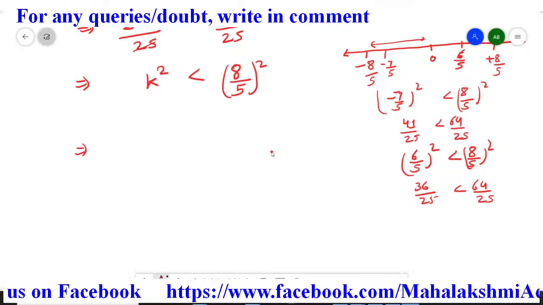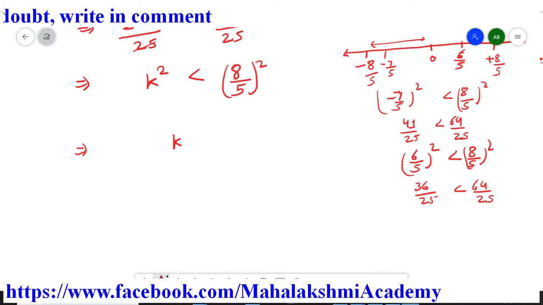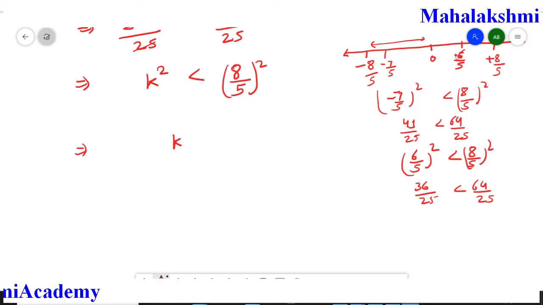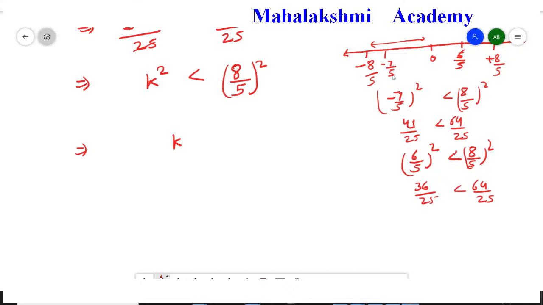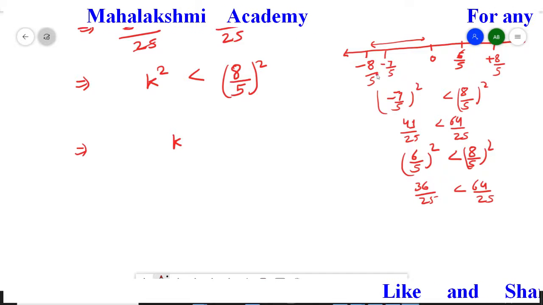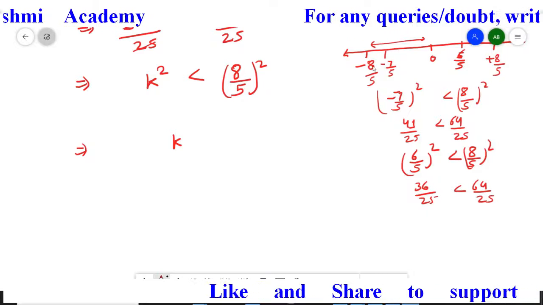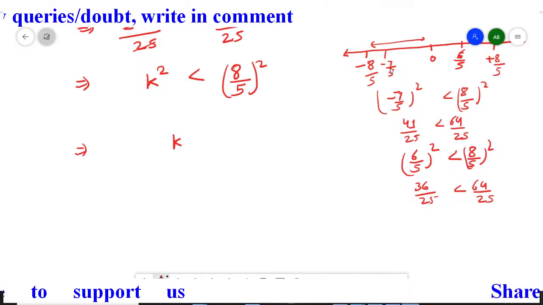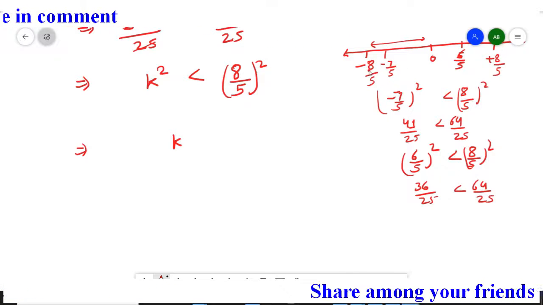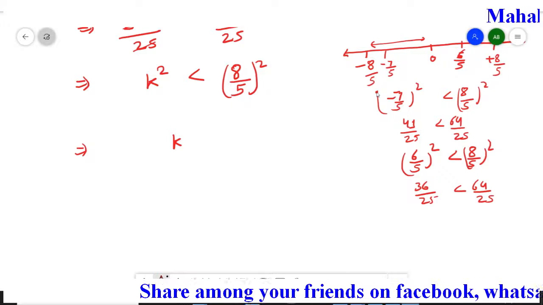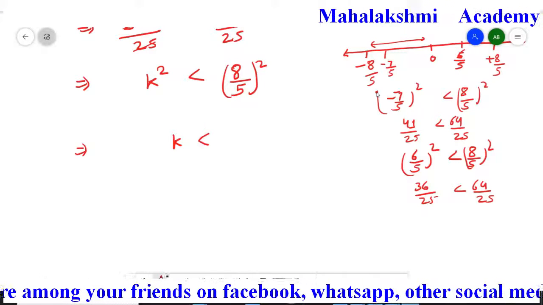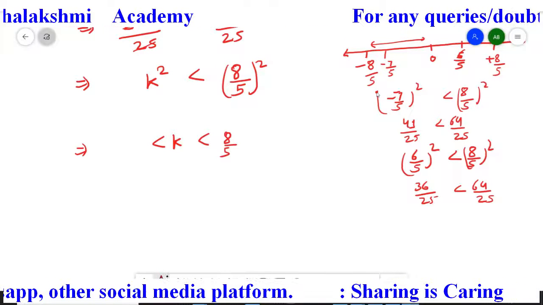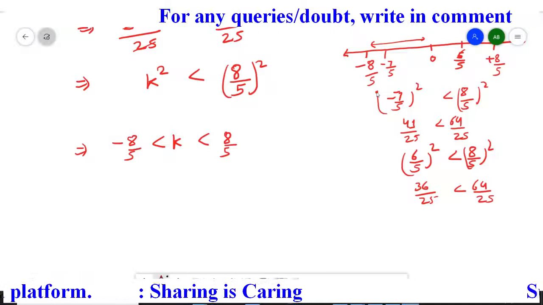So which implies k is, now here these numbers are less than 8 upon 5. All the numbers which are present here are less than 8 upon 5, and the numbers which are present here are more than minus 8 upon 5, because they are greater. So once k is less than 8 upon 5, and second time k is more than minus 8 upon 5. So we have to write here: k is less than 8 upon 5, and at the same time k is greater than minus 8 upon 5. So like this we have to answer it.